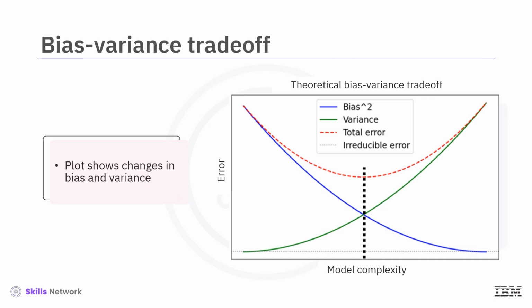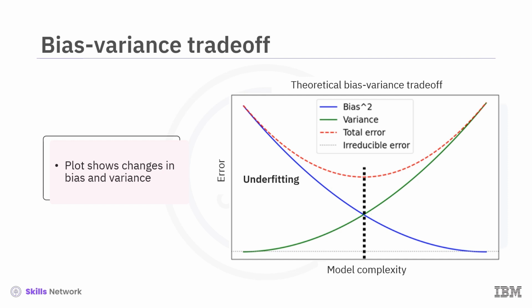This plot illustrates how bias and variance change as your model becomes more complex and better at predicting the data it's trained on. As model complexity increases, bias, represented by the blue curve, tends to decline, while variance, shown by the green curve, rises. When model complexity is low, bias is high, leading to poor predictions even on training data. This is known as underfitting.